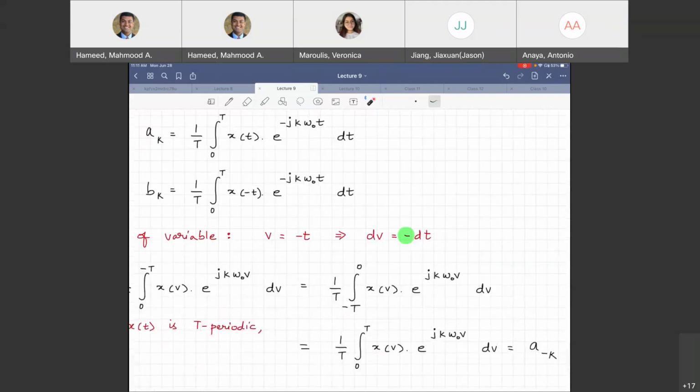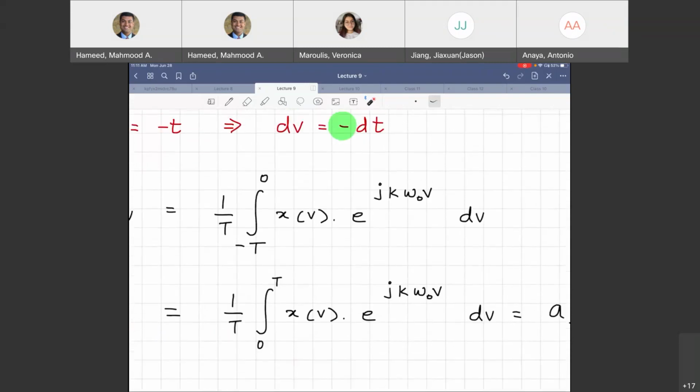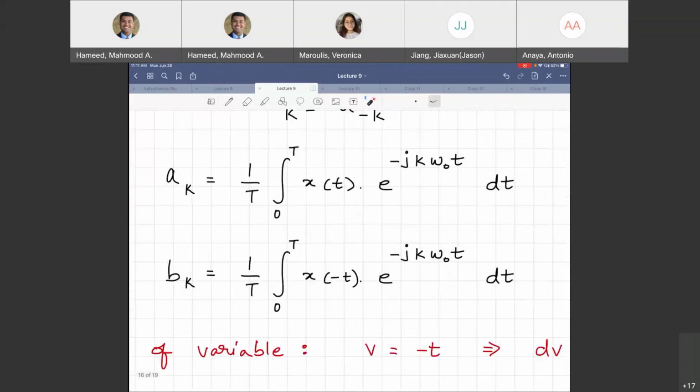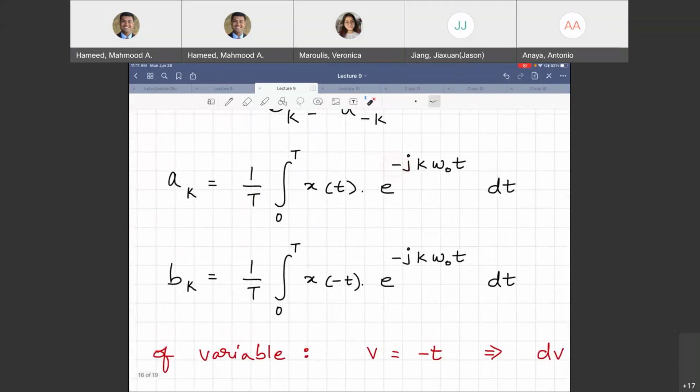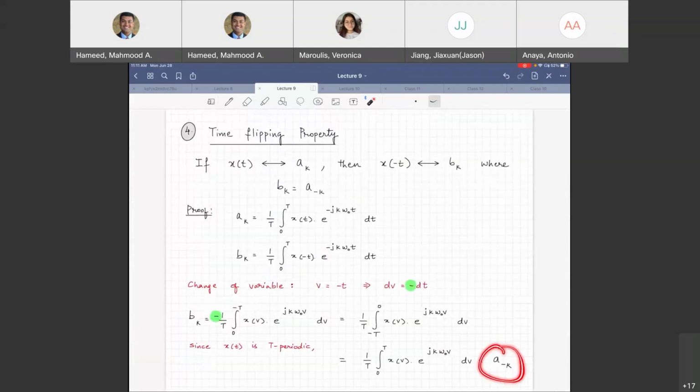So the only thing that changed is what? If you look at this formula, the only thing that changed is this minus sign, which means there is a flip in k. So you can write it as a sub minus k. You guys see that?